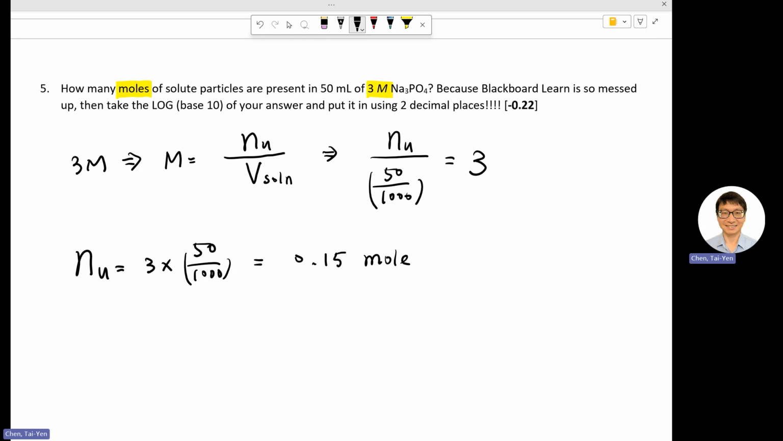Then what? Is this your answer? So what is your answer? This is actually a very important concept. This is the number of moles of your solute. It is not the number of moles of your solute particles. Let's circle the word particles and make sure you know it's asking for the particles, not just the solute.